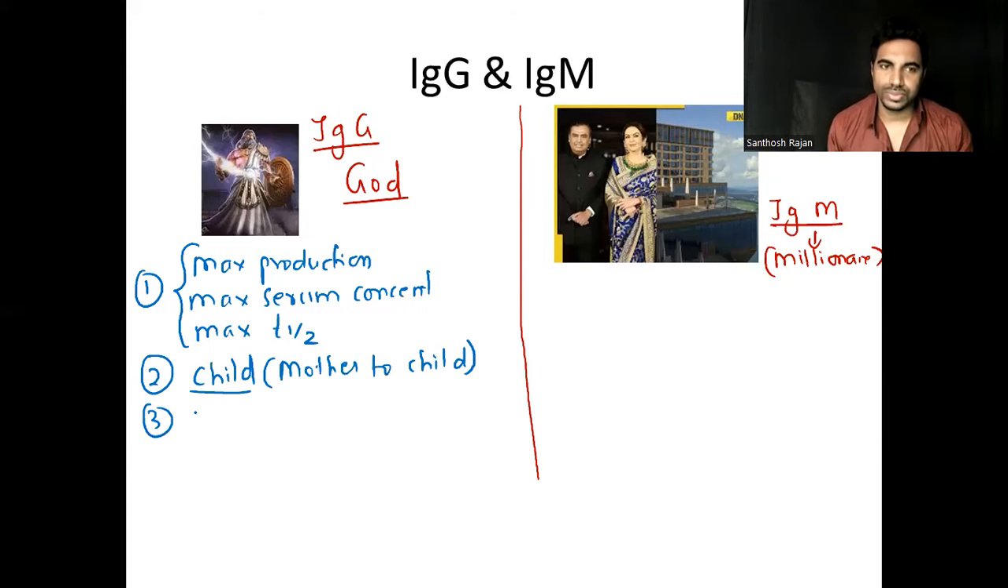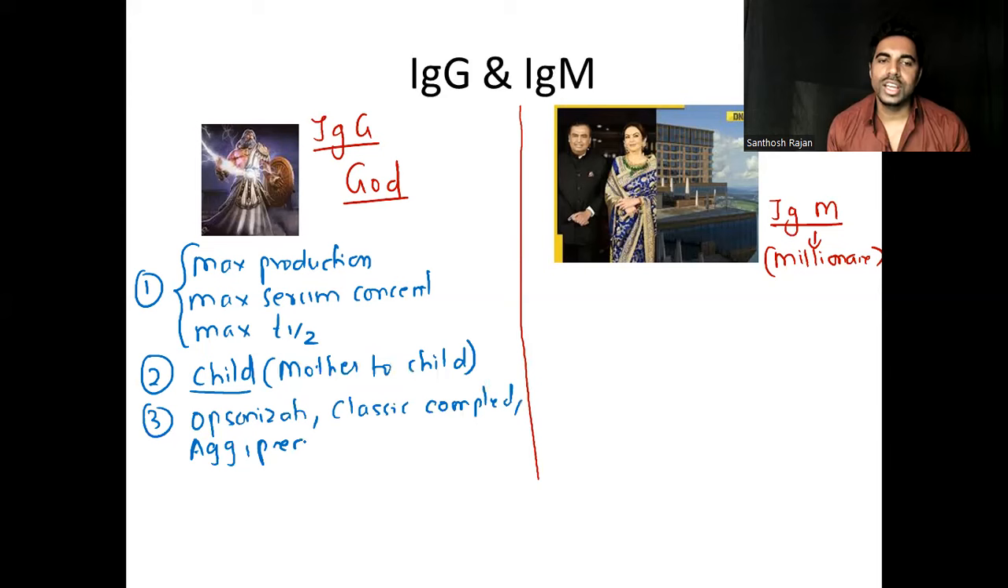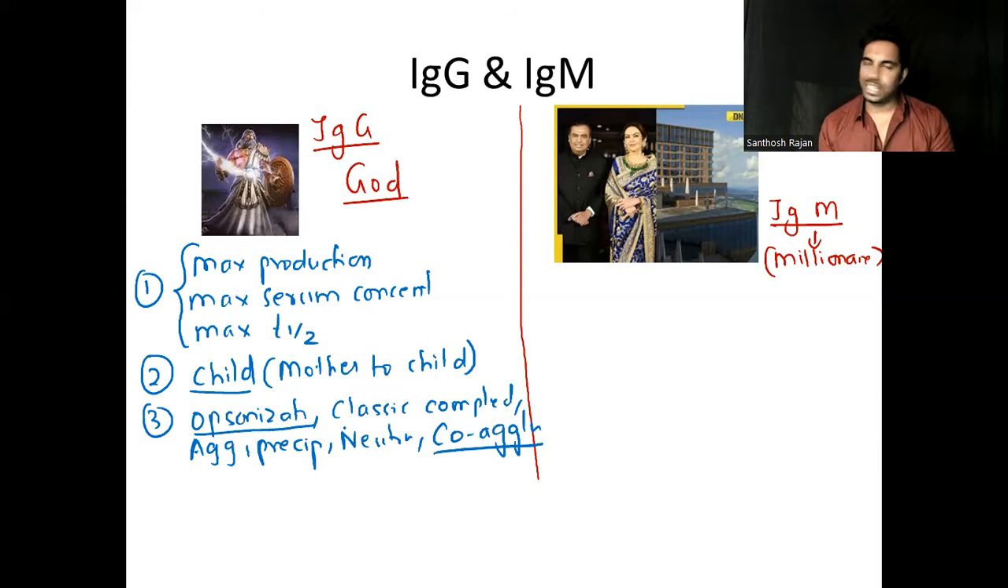What can God do? He can do opsonization. He can do classic complement. There's a twist here with complement, I'll tell you. But opsonization, classic complement, he can do agglutination, precipitation, neutralization, and co-agglutination. A question has come on co-agglutination. Co-agglutination and opsonization are frequently asked questions. IgG has the main role. Question: mother to child.